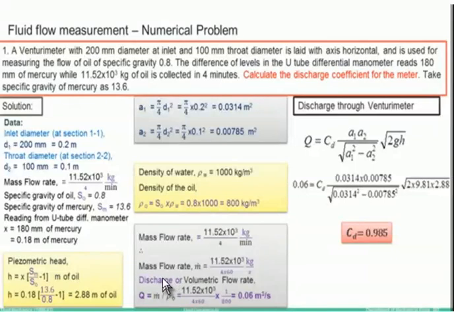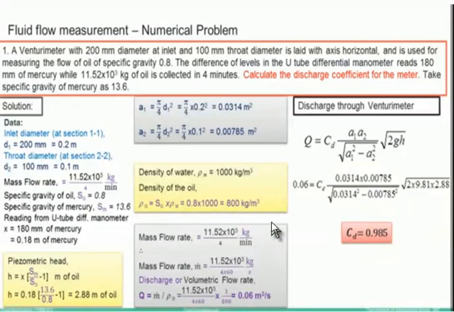Okay, so now the discharge, or volumetric flow rate, Q is equal to m dot by rho o, that is the density of the oil. This is the mass flow rate, 11.5 × 10^3 divided by (4 × 60), into 1 by the density of the oil, which is 800, giving 0.06 meter cube per second. This is the discharge.